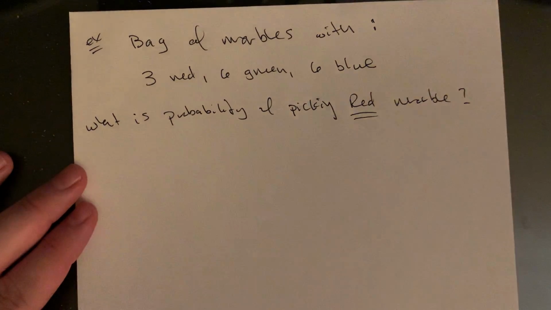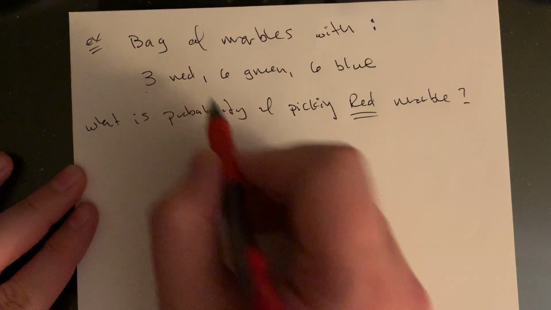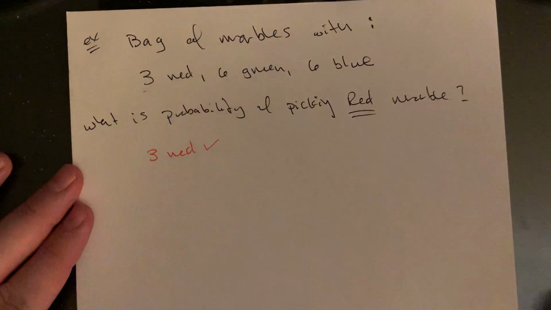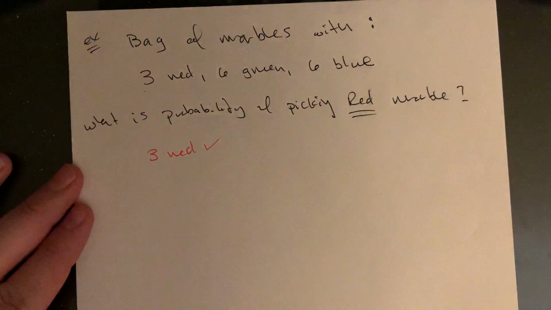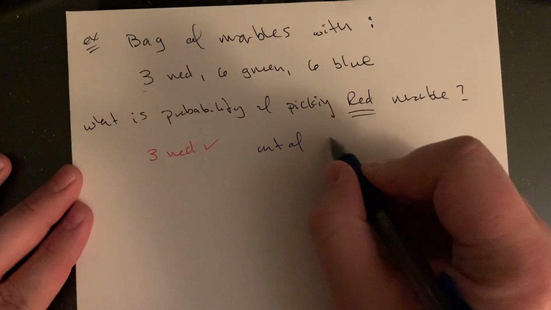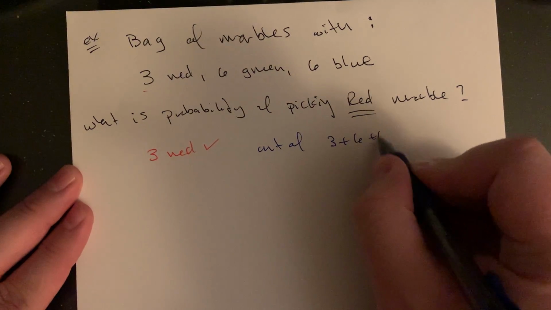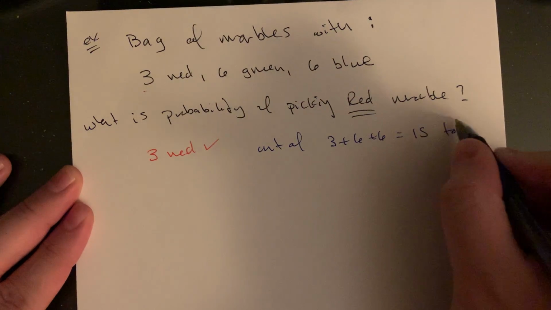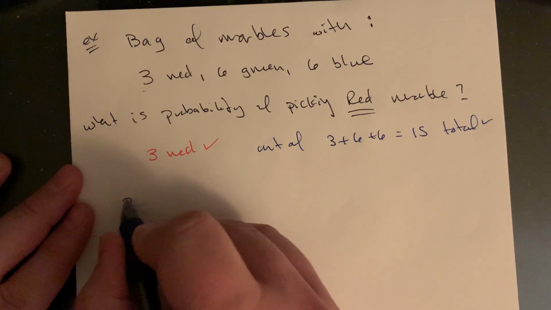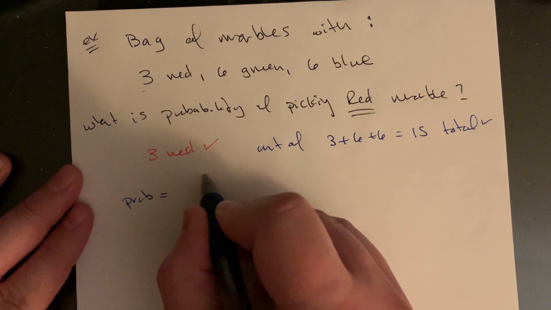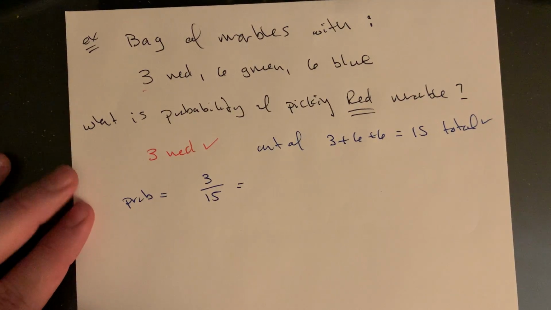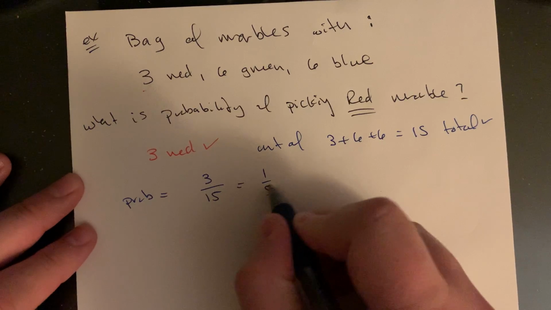So what would the answer there be? So I know that there are 3 red marbles. What's the total number here? So this would be 3 plus 6 plus 6, which is 15 total marbles. So your probability in this case becomes 3 out of 15. That would reduce down to 1/5.